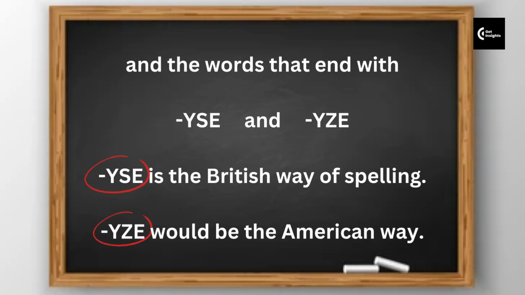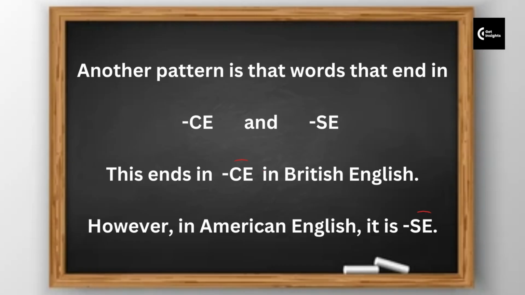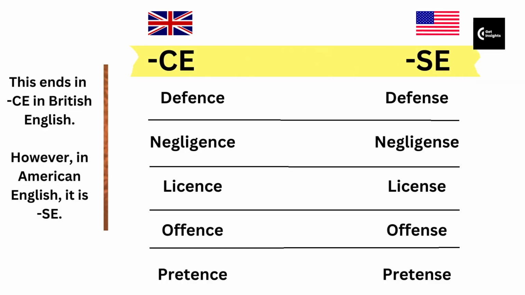Another pattern is words that end with Y, S, E and Y, Z, E. Y, S, E is the British way of spelling. Y, Z, E would be the American way. For example: analyze, paralyze. Another pattern is that words that end in C, E and S, E. This ends in C, E in British English. However, in American English, it is S, E. Such as defense, negligence, license, offense, pretense.